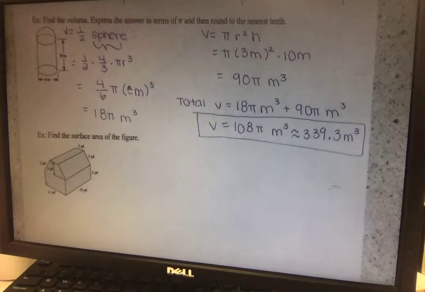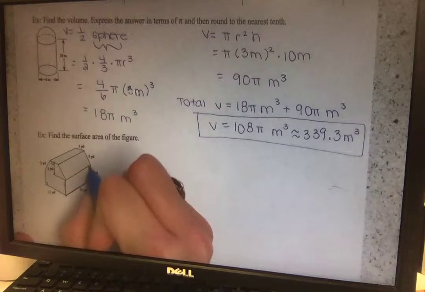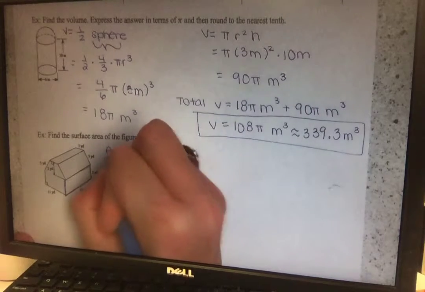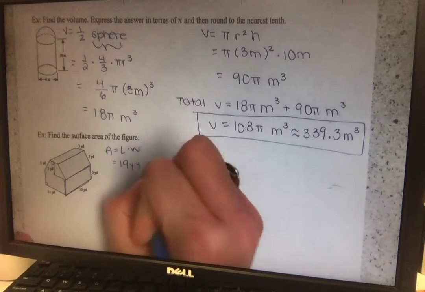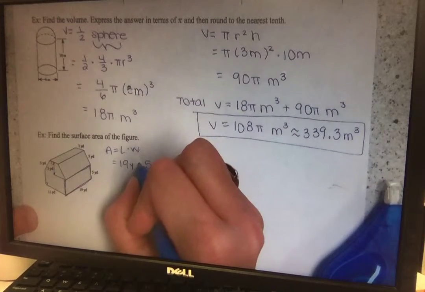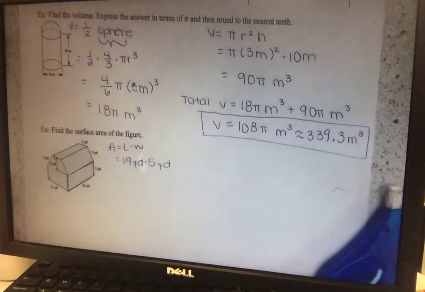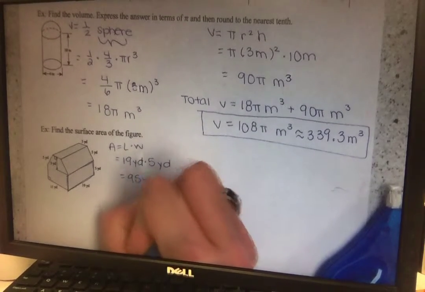So the next example is finding the surface area. So I need to find the area of all of the surface of this shape. So I need to find the area of the outside of the shape. So let's start off. So the first thing is I see there's a rectangle right here. So the area of this rectangle is length times width. So we have 19 yards times 5 yards, which will give us 95 yards squared.